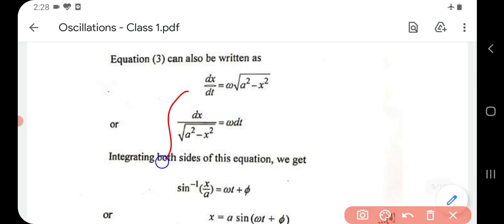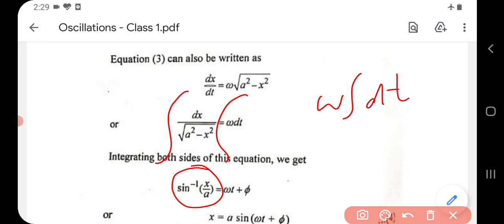On integrating this one, integral dx by root of a square minus x square, there is a standard form which you might have studied in your 12th standard. When you have an integral of the form integral dx by root of a square minus x square, its integral is sine inverse x by a. Then in omega dt, omega is a constant, integral dt is t, so omega t plus phi, where phi is a constant of integration.